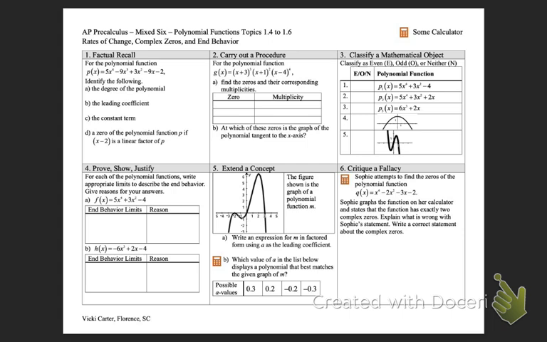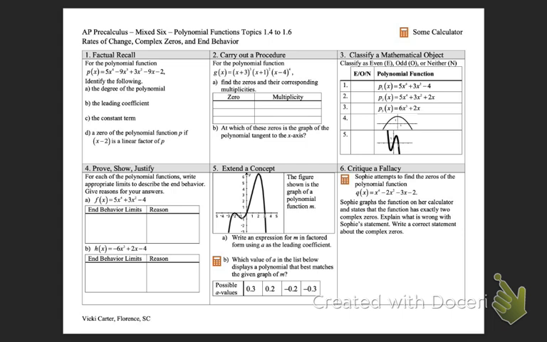So we have something very straightforward, like recall a fact, carry out a procedure. Then we get into a little bit trickier when we talk about classifying a mathematical object into some sort of category. Proving, explaining, justifying, then we take this concept and extend it a step further. And then we also want to look at some error analysis. So this gives you a well-rounded view of a focused bit of a topic, okay?